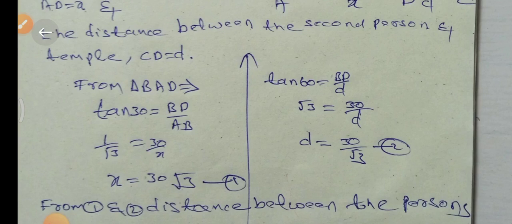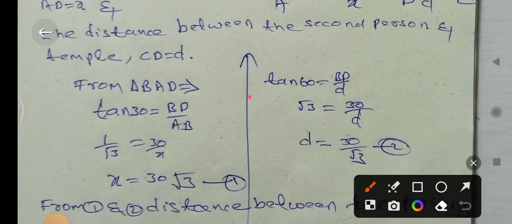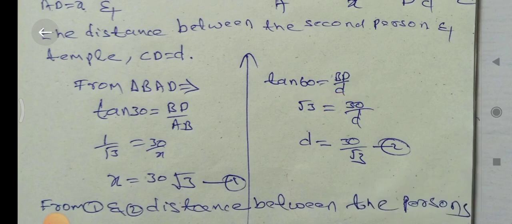Equation 2: tan 60 is equal to BD by d. Tan 60 is equal to root 3, which is equal to 30 by d. So d is equal to 30 by root 3.